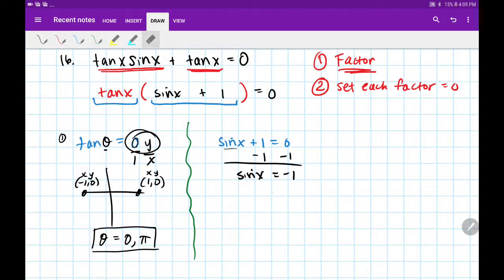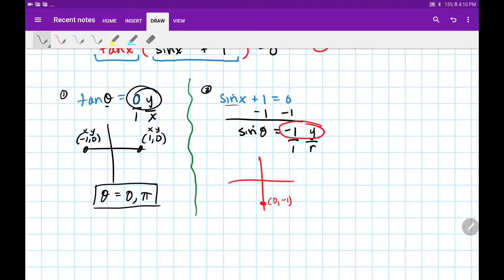So now we have to work here on equation number 2. Sine is equal to negative 1 where? Well, this would be y over r, putting it over 1. I know this is an axis angle because my leg and my hypotenuse can't be the same length in a triangle. So it's an axis angle, and I need to find out where y is equal to negative 1. Well, y is negative 1 down here at 3 pi over 2. So that's going to be my second solution.